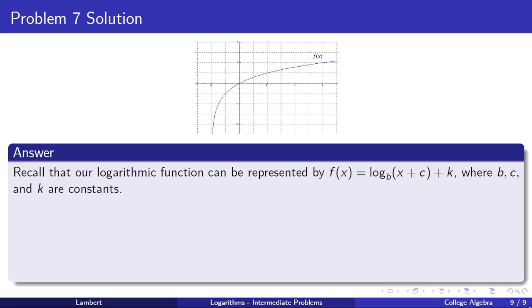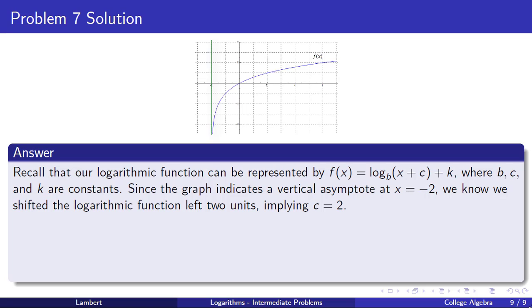But if you notice, the first thing I'd pay attention to in the graph is that you have a vertical asymptote at x equals -2. So what does that mean? Well, usually a regular logarithm, if there was no shifting going on, has a vertical asymptote at x equals 0. And in this case, we've shifted that left 2 units. So if we shifted it left 2 units, we have c equals 2, because x plus 2 on the inside is a shift left, if you recall from your transformations of graphs.